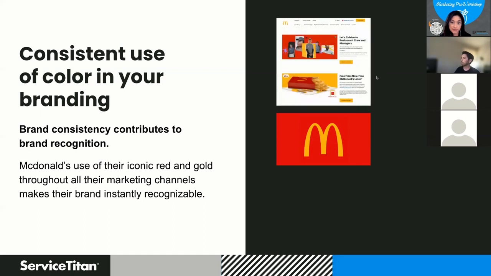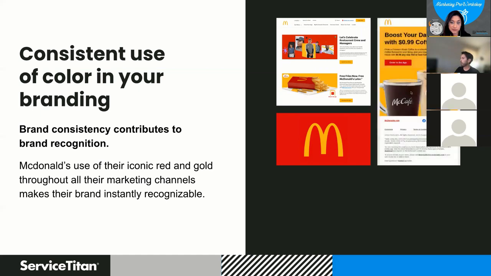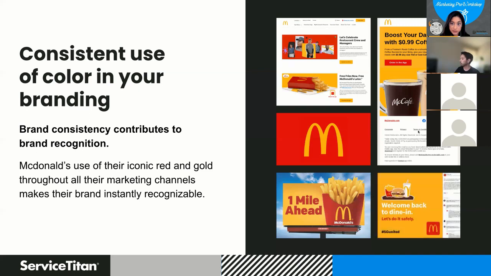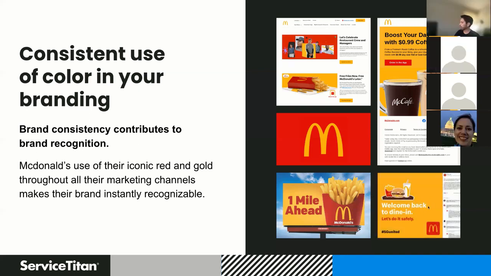Here on top, we have McDonald's website. Pretty simple overall. They use their red and their gold. On the right here, we have one of their email examples. Same thing, gold and red. Here we have a billboard, different medium, but again, gold and red. And lastly, a Facebook ad. Again, gold and red. When it comes to McDonald's, it doesn't matter what type of advertising, their use of colors is consistent. That consistency creates brand recognition.